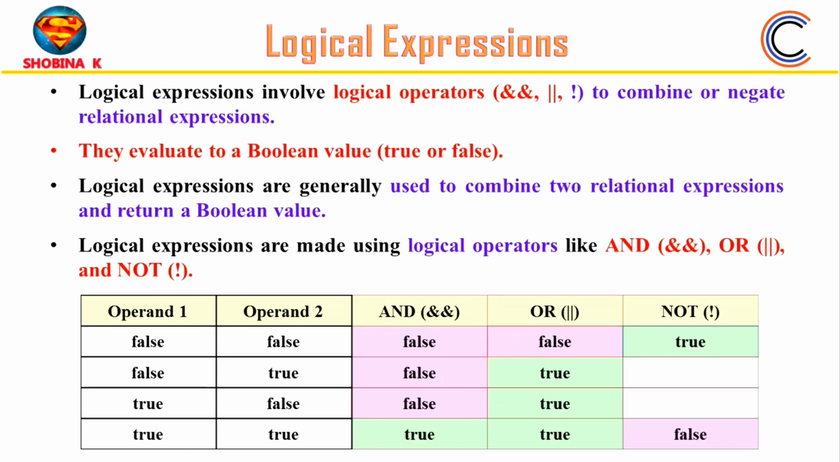And here are the truth tables for logical operators and, or, and not. The AND operator returns true only if both operands are true. Otherwise, it returns false. The OR operator returns true if at least one of the operands is true. It returns false only if both operands are false. The NOT operator negates the truth value of the operand. If the operand is true, NOT returns false, and vice versa.